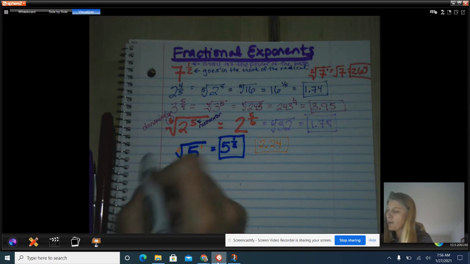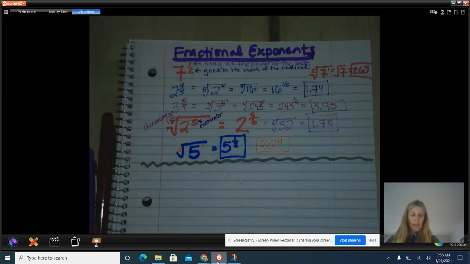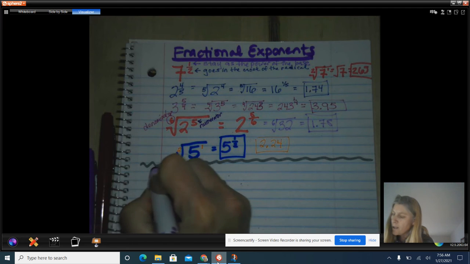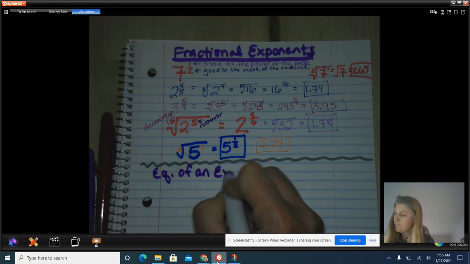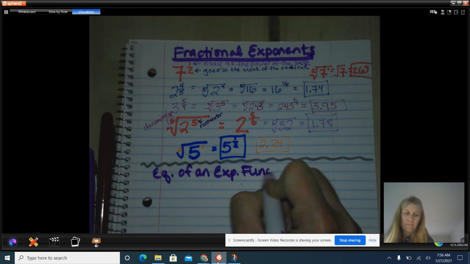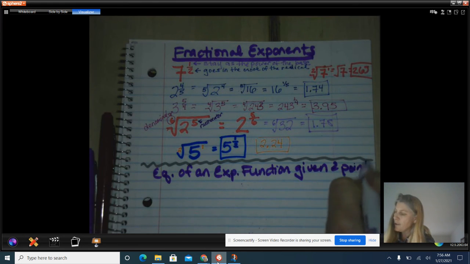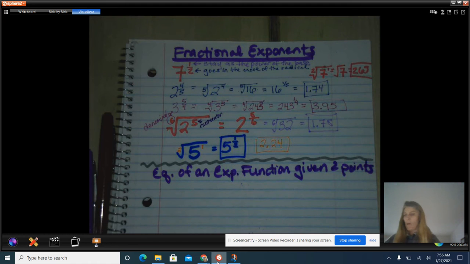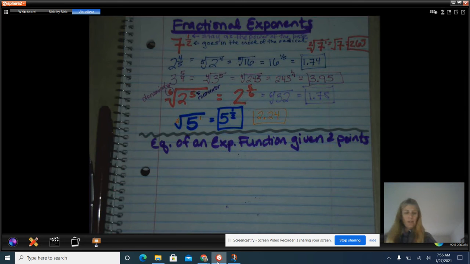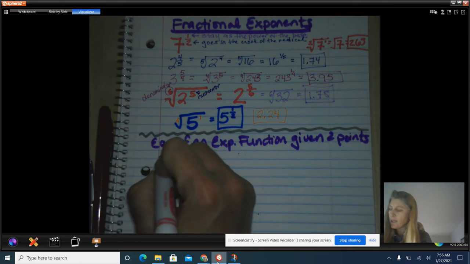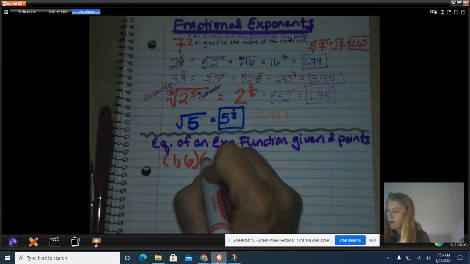Okay, let's go ahead and look at the second portion of our lesson today. What we're going to do is find the equation of an exponential function given 2 points. And we've already done this for a line, find the equation of a line given 2 points. But this chapter is focused on exponential equations. And so we're also going to learn how to do that. So we're going to take a look at 2 points. We're going to have the point (1, 6) and the point (3, 24).